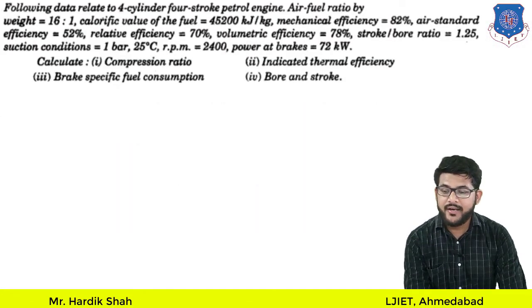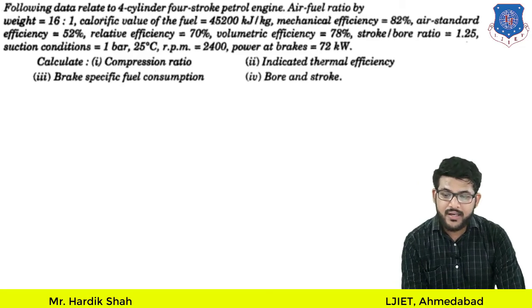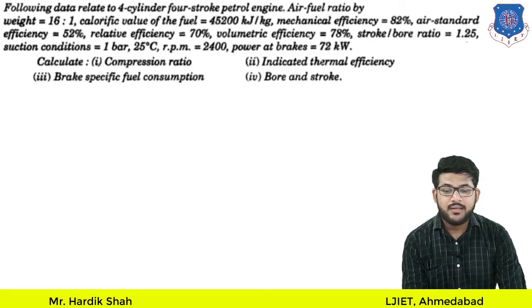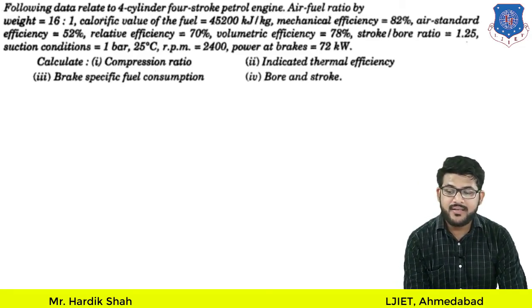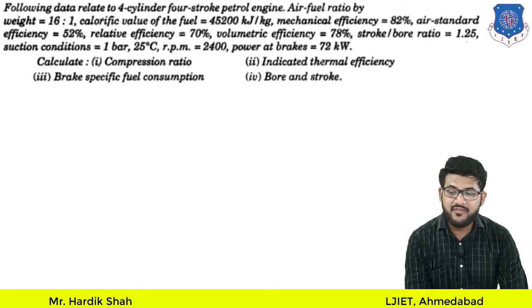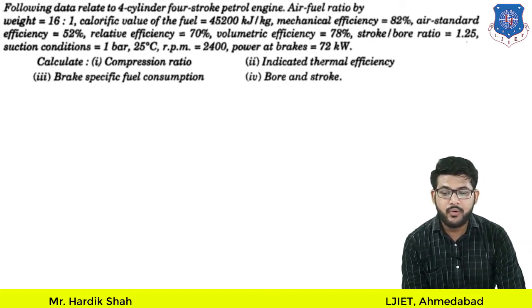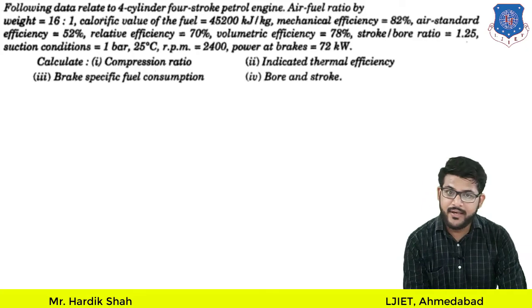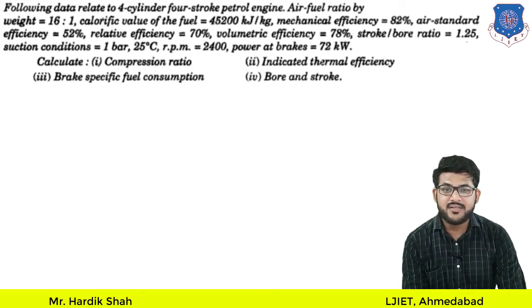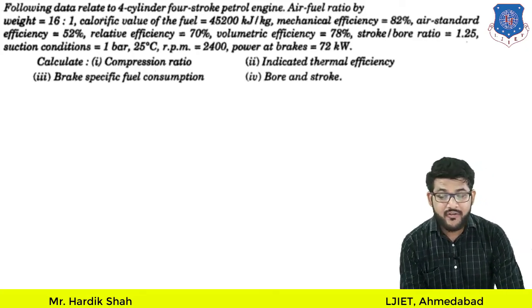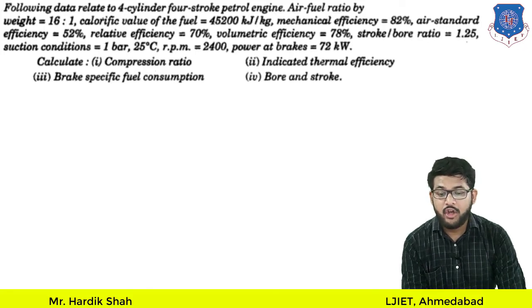The following data is related to a 4-cylinder 4-stroke petrol engine. The air fuel ratio by weight is 16:1. CV is given as 45200. Mechanical efficiency is 82%. Air standard efficiency is 52%. Relative efficiency is 70%. Volumetric efficiency is 78%.